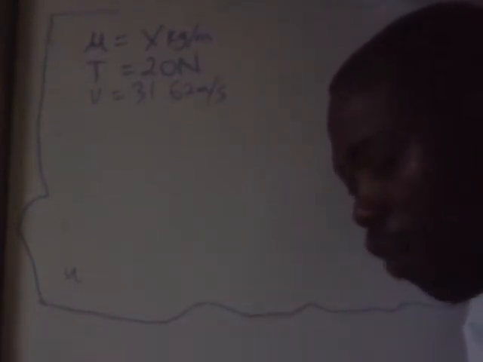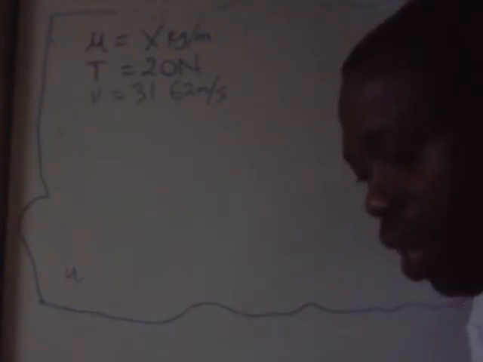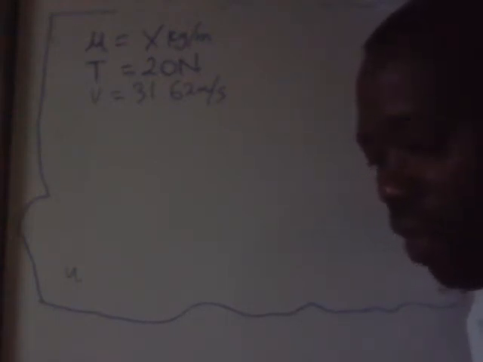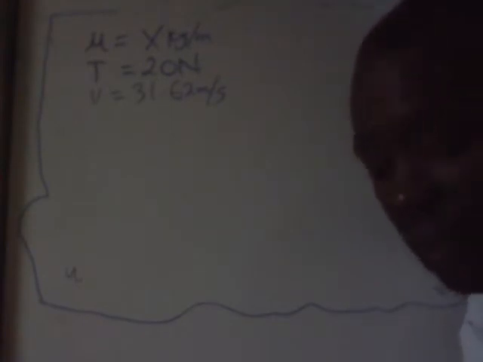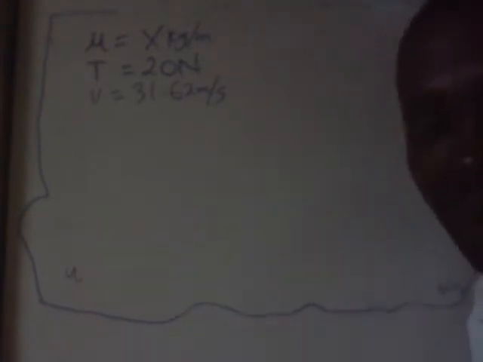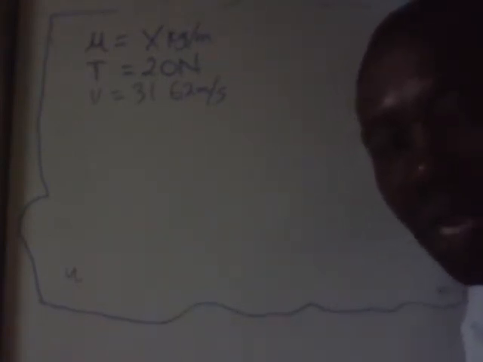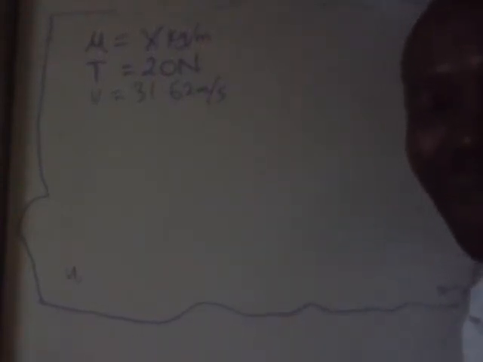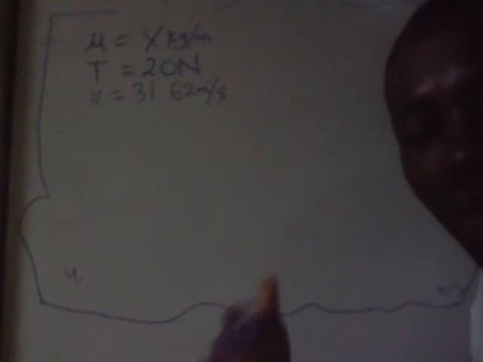A string of mass per unit length x kilogram per meter is under a tension of 20 newtons. If the speed of the wave formed is 31.62 meters per second, what is the value of x? So the suitable formula for this is for the tension in a string, the speed of a wave on a string.